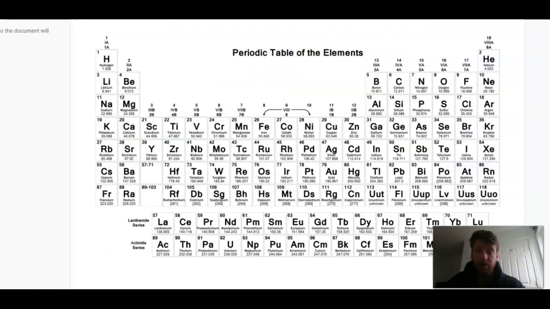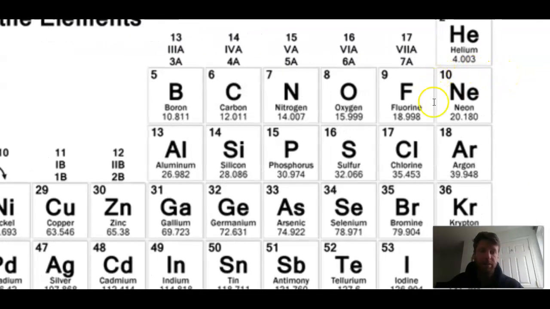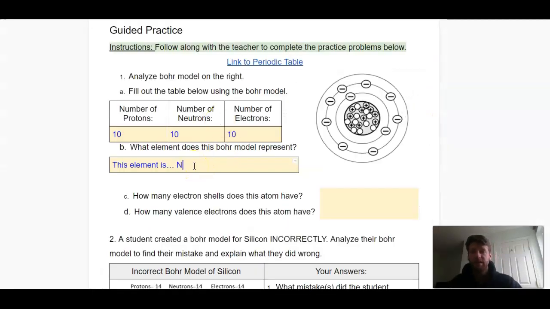What element does this Bohr model represent? Well, remember from yesterday, we can go back to our periodic table. It has 10 protons, so we know that it must be element number 10, which is neon. This element is neon.